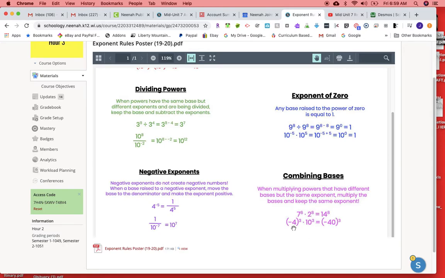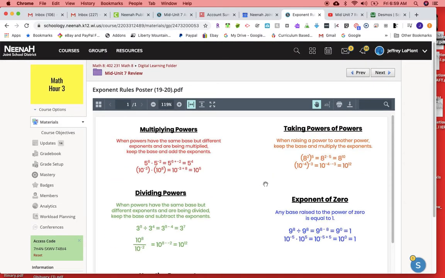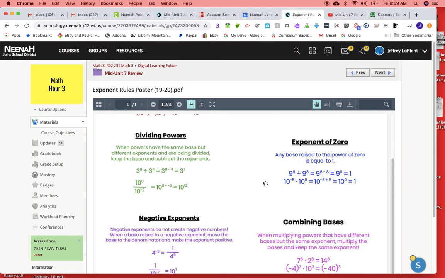We have this one. We have a negative 4 and a positive 10. They're different, but they have the same exponent of 3. So negative 4 times 10 is negative 40, and we're going to keep our exponent of 3. So that's essentially all the rules that you're going to need for the assessment for today.